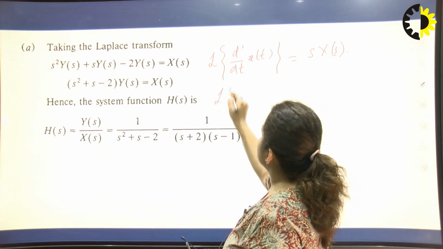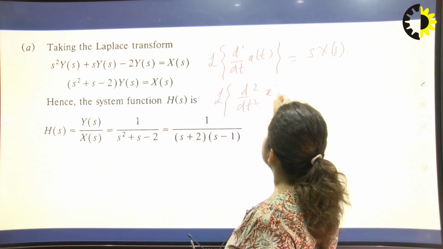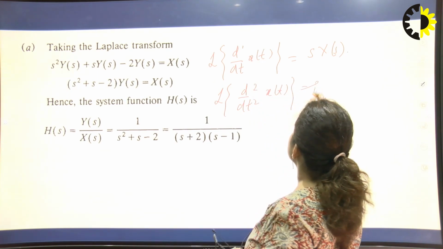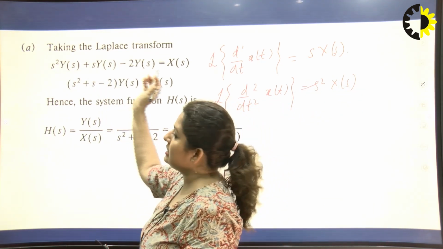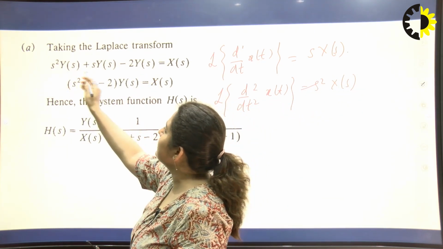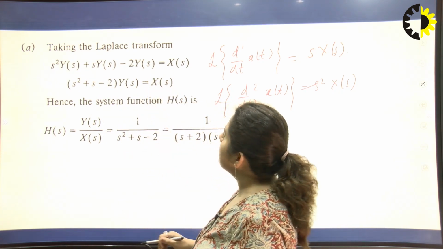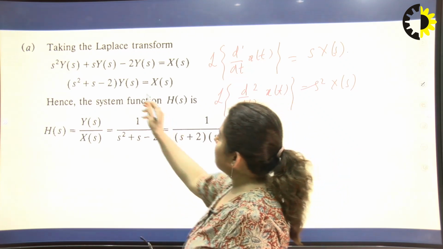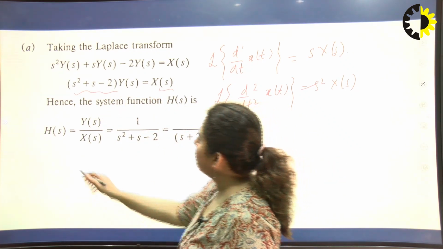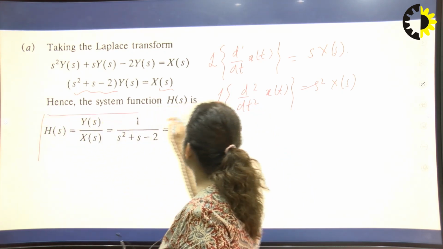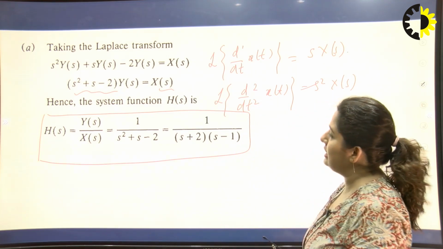And for the double differentiation of x(t), it is s squared X(s). So using these, taking the Laplace transform on both sides, we get s squared Y(s) plus sY(s) minus 2Y(s) equals X(s). Putting Y(s) on one side and X(s) on the other, we have the expression for H(s), which is Y(s) upon X(s), and you will get 1 upon s squared plus s minus 2.